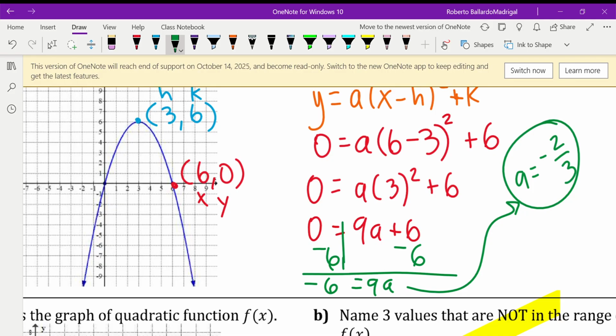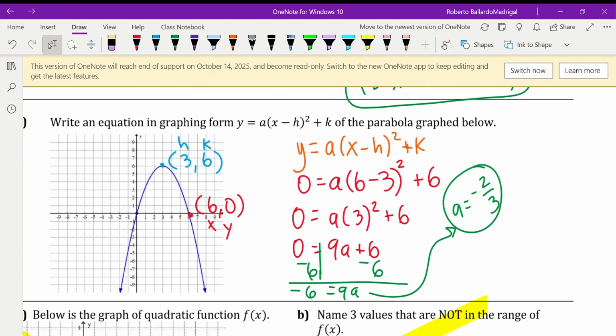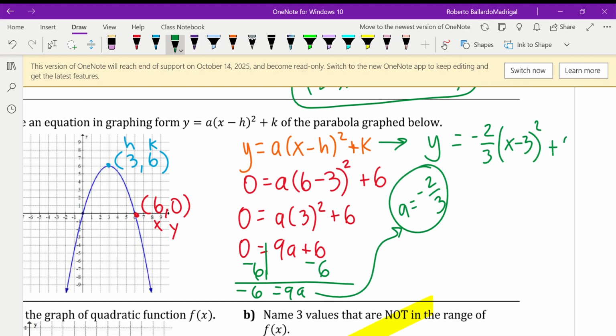Simply solving for a is not the final solution. The final solution is writing a full equation, with the a value, the h, and the k value. So this will be our final answer. Y equals negative 2/3 x minus 3 squared plus 6. This will be the actual final answer.